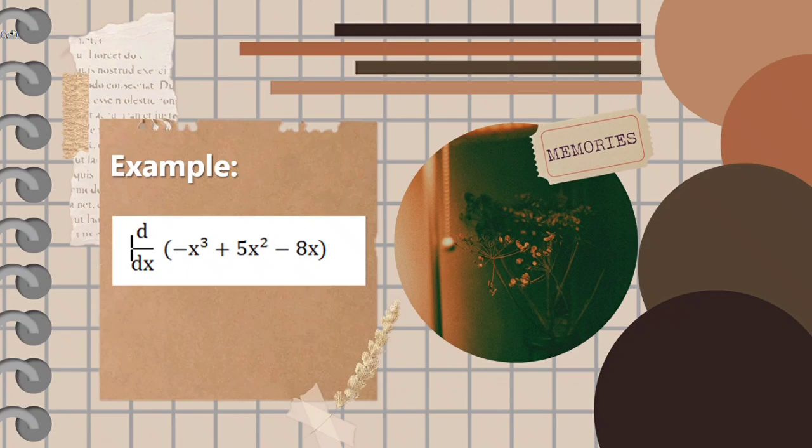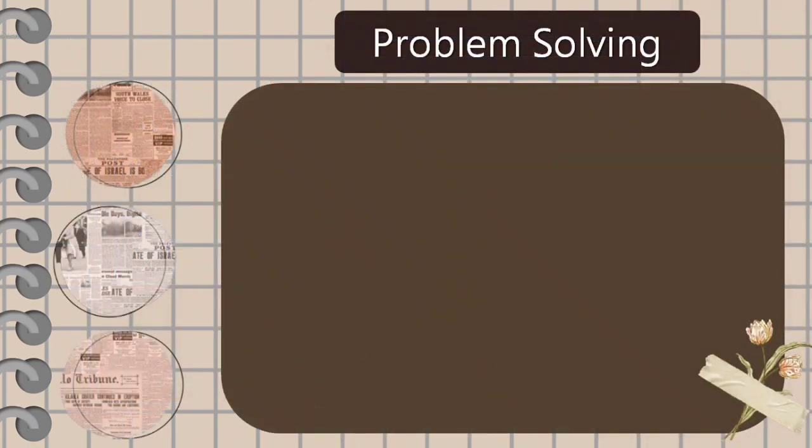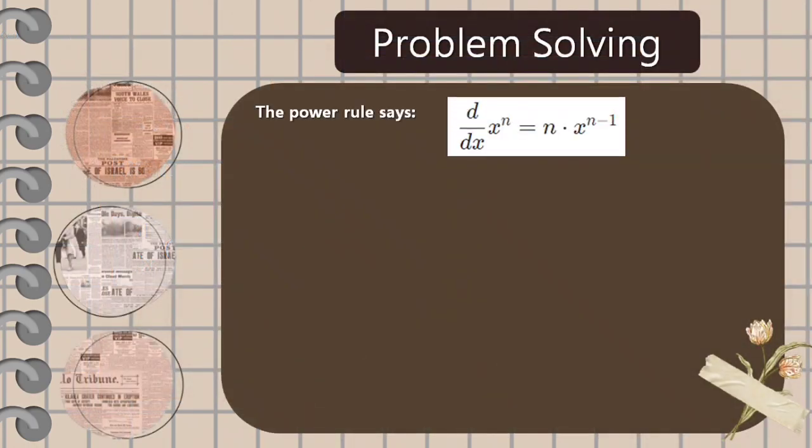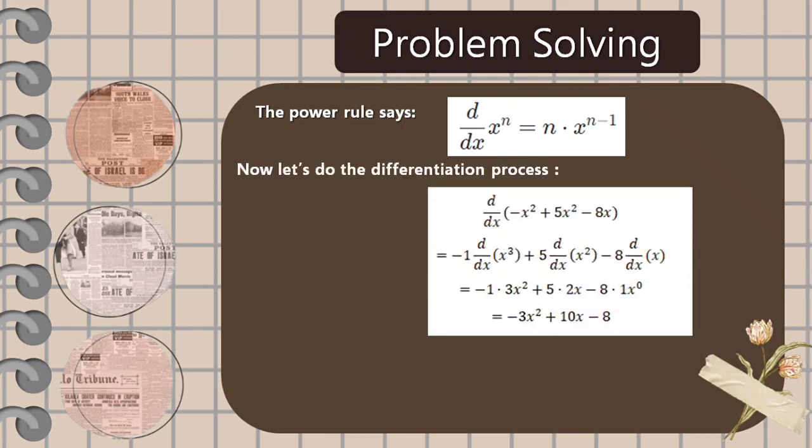An example of a problem applying the power rule: find the derivative of the quantity negative x to the power of 3 plus 5x squared minus 8x. To solve this problem, the power rule says that the derivative of x to the power of n is equal to n times x to the power of n minus 1. Now let's do the differentiation process. The derivative of negative x cubed plus 5x squared minus 8x.